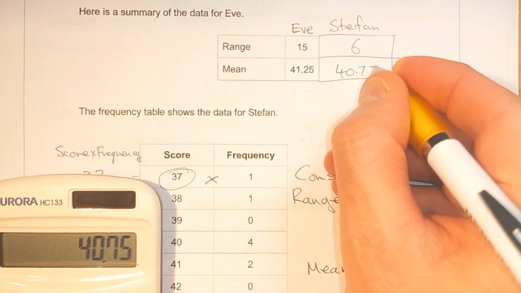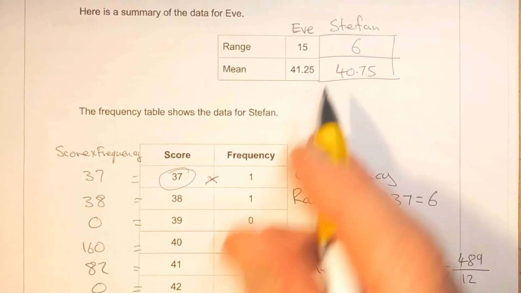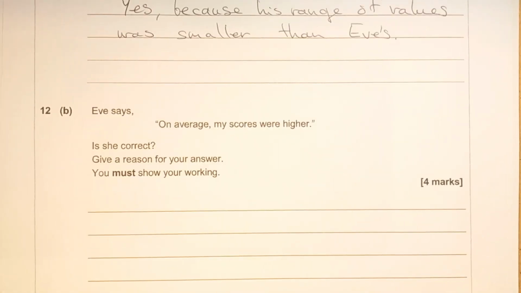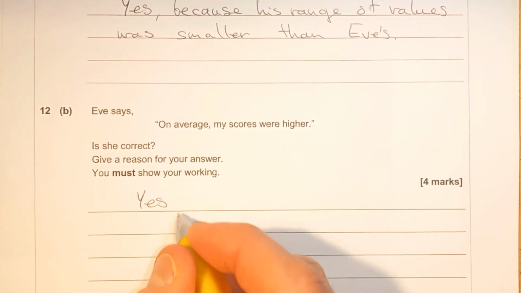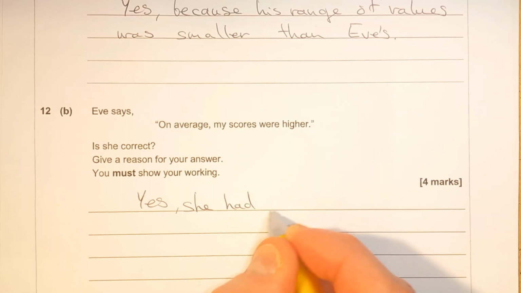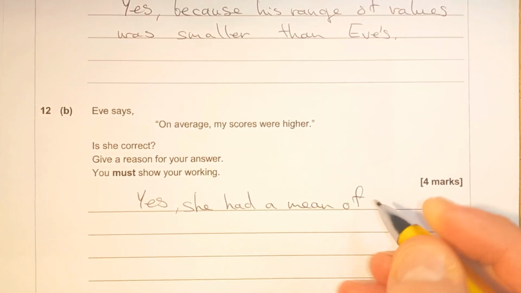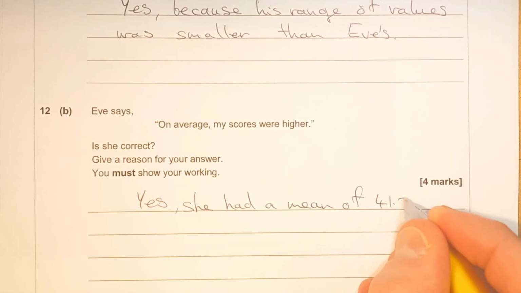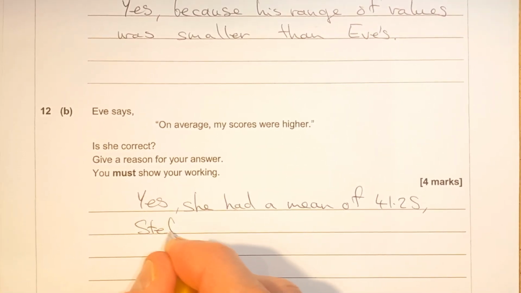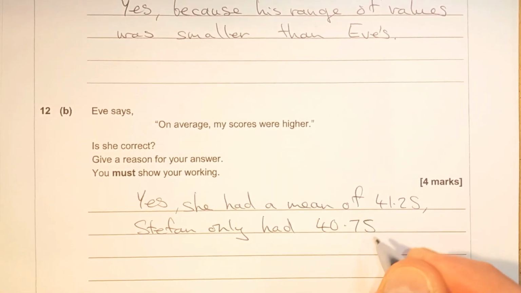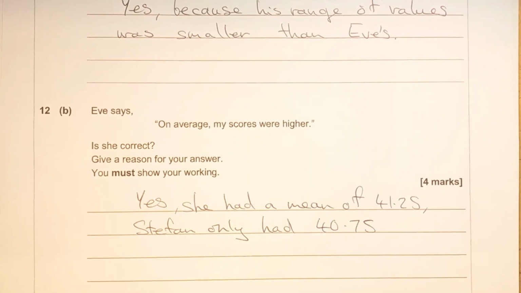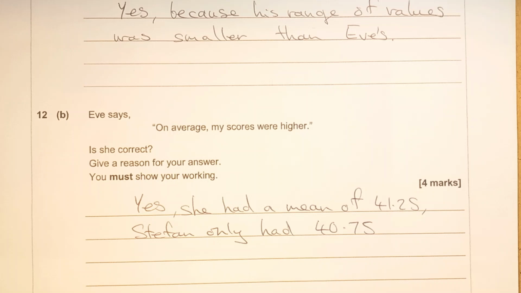So that is slightly less than what Eve had. So if we look at that question, Eve says, on average, my scores were higher. Is she correct? Yes. We can say she had a mean of 41.25. Stefan only had 40.75. Okay. So now we just need to find the next question.